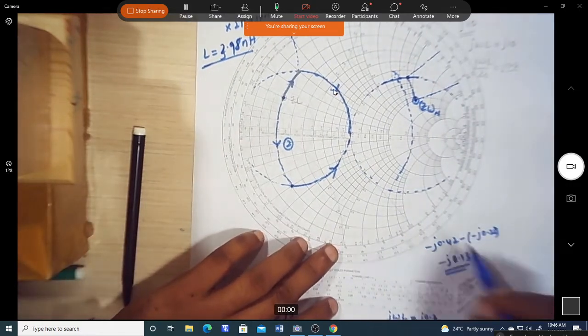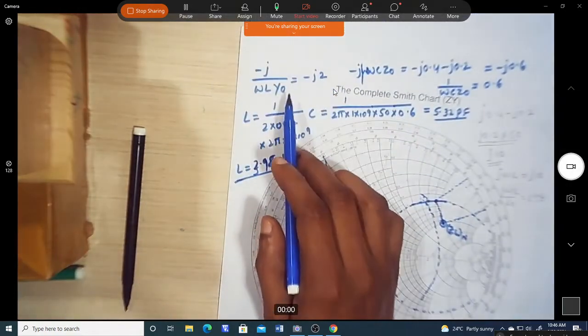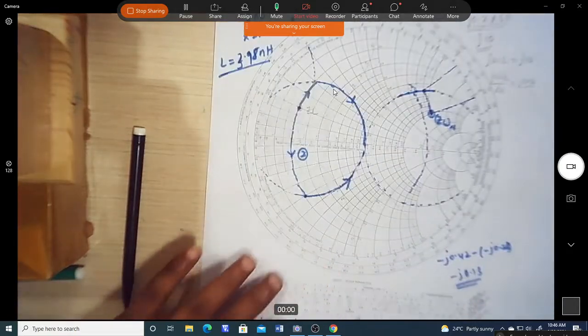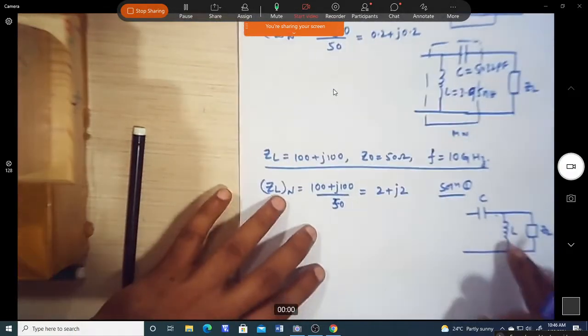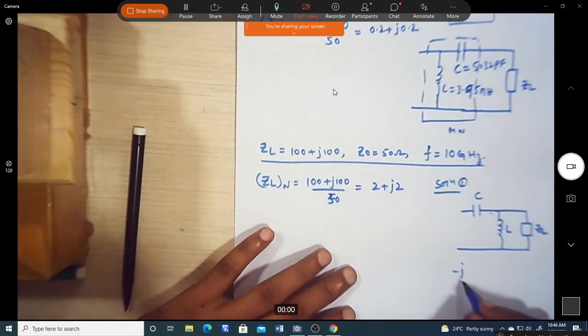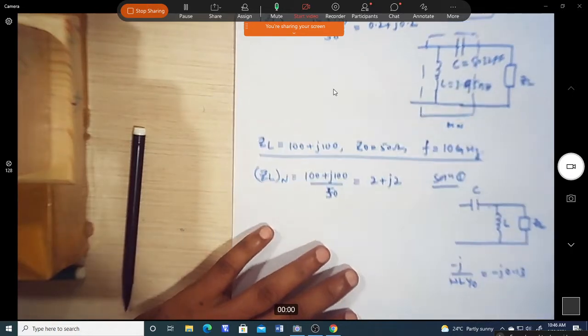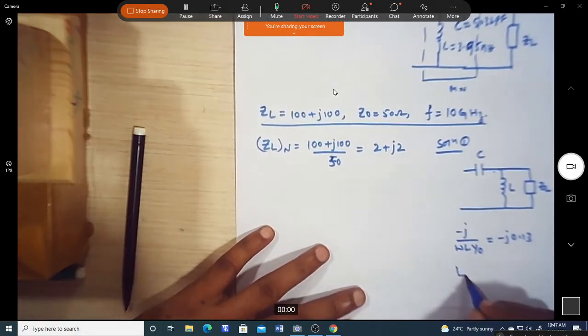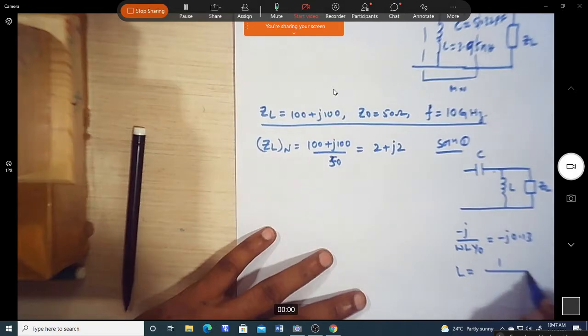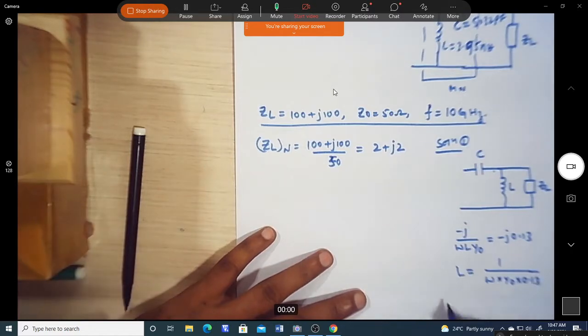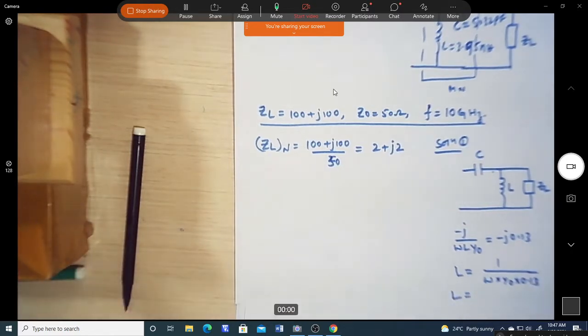So now this value is equated to this equation, we already know that. So the shunt inductor. So we are going to get the value of inductor, that is minus j by omega L Y naught, which is equal to minus j.13. So we can calculate what is the L value, that is 1 over omega into Y naught into 0.13. Find out the value.